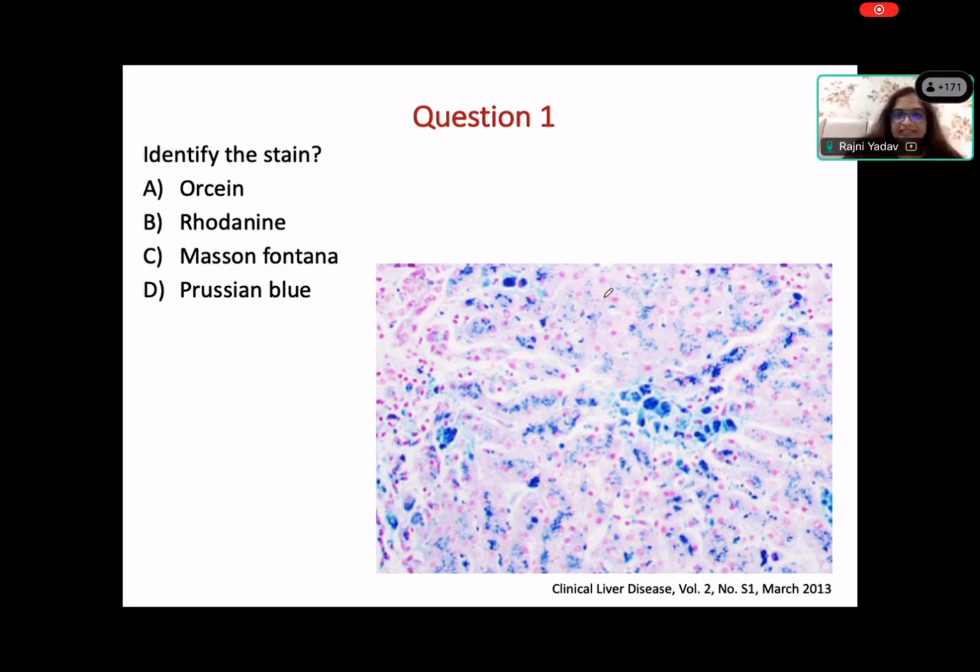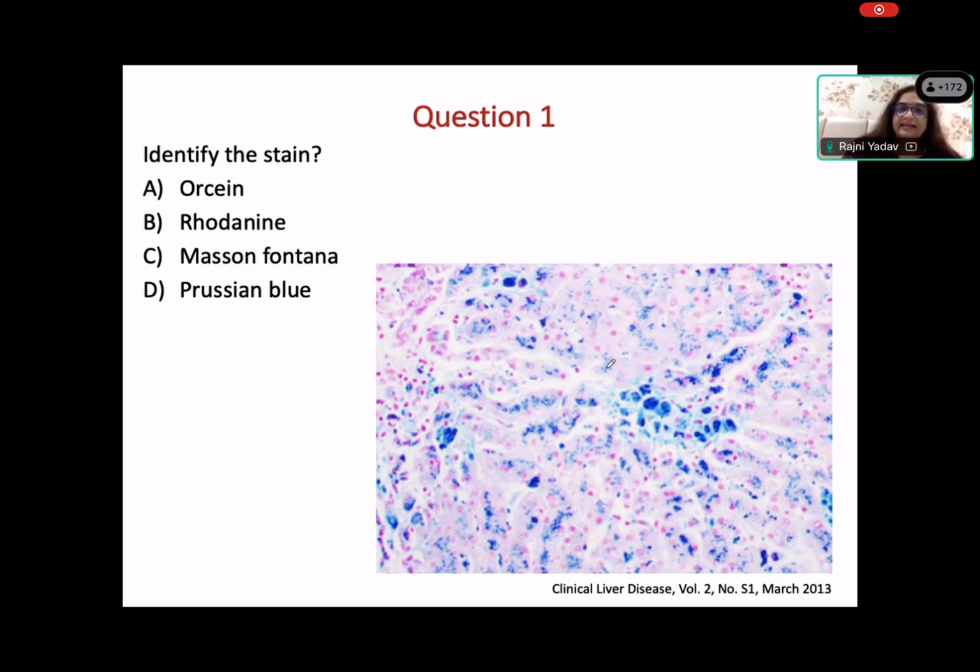So very good. That's a Prussian blue stain, Perls stain, and it is highlighting the hemosiderin. Hemosiderin deposition can be there inside the hepatocytes, inside the Kupffer cells, or inside the portal macrophages. So once there is hemosiderin deposition, you should try to make out where it is deposited, and what the amount is. Again, is it leading to fibrosis? So iron grading has to be done on those biopsies.